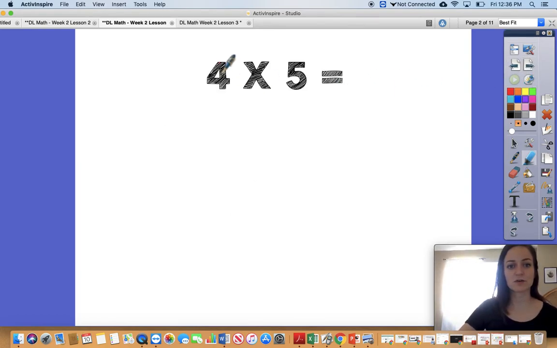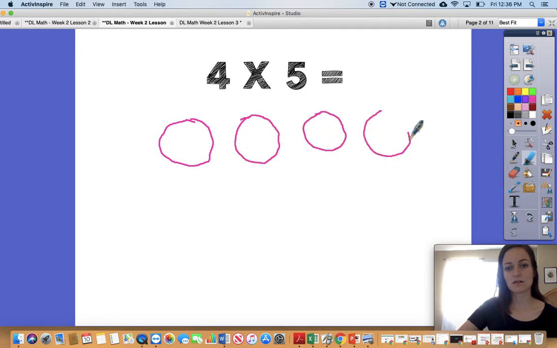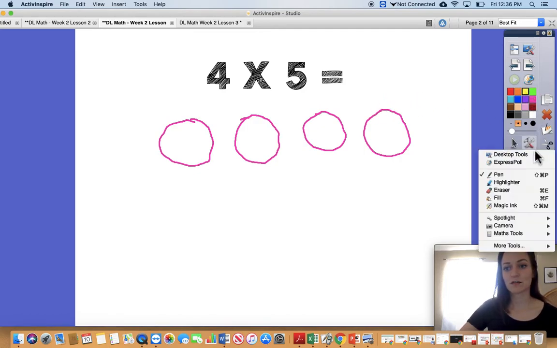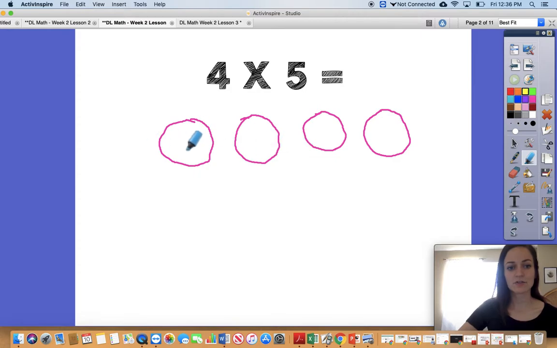Okay, so for my first one, it says 4 times 5. I can read that as 4 groups of 5, and that will help me know how to draw a picture for this one. If I want to draw 4 groups of 5, I'm going to draw 4 groups, and I'm going to put 5 in each one of those groups, okay? Oops. Okay, so I can go 1, 2, 3, 4, 5, 1, 2, 3, 4, 5, 1, 2, 3, 4, 5, 1, 2, 3, 4, 5, okay?